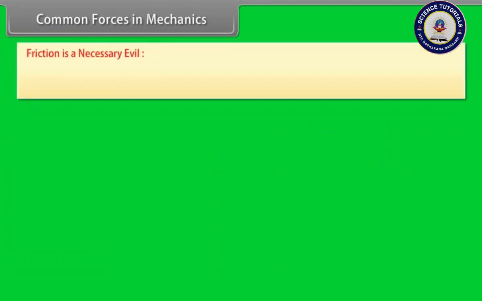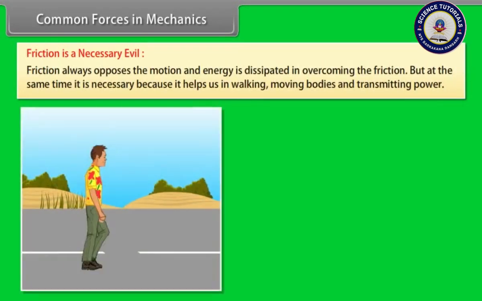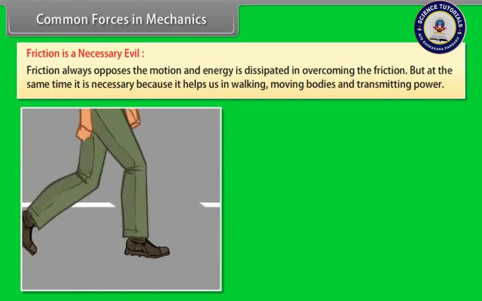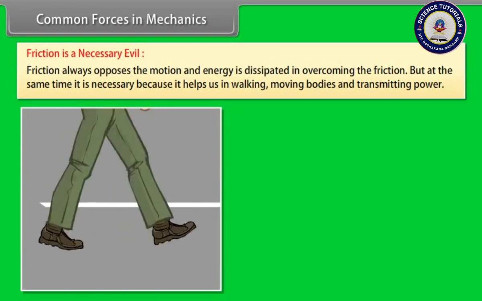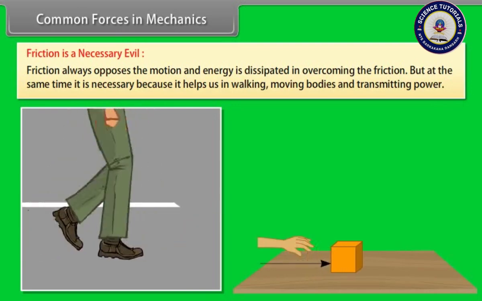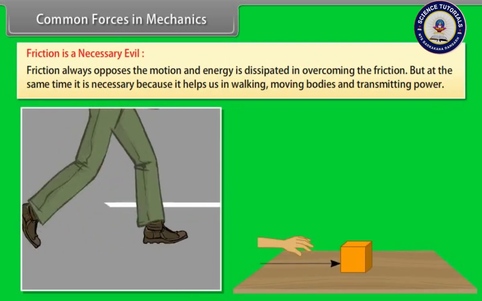Friction is a necessary evil. Friction always opposes the motion and energy is dissipated in overcoming the friction. But at the same time, it is necessary because it helps us in walking, moving bodies and transmitting power.